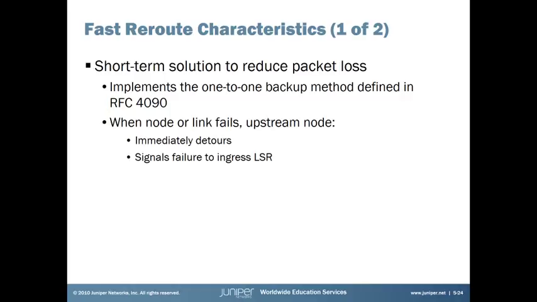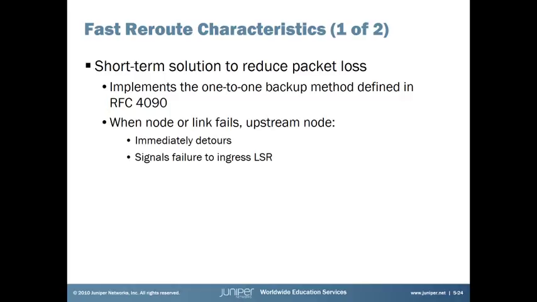It's to protect when a link or a node fails. So if a particular node or link fails, then the upstream node will detour around the failed downstream node. So we'll get an immediate detour. And it will also signal the failure up to the ingress LSR. Why does it do that? Well, because ultimately the ingress LSR is going to have to recalculate a new path that satisfies the constraints applied to that particular path.